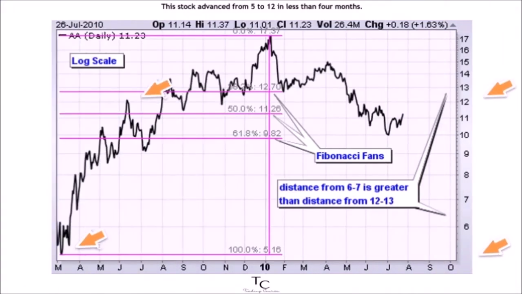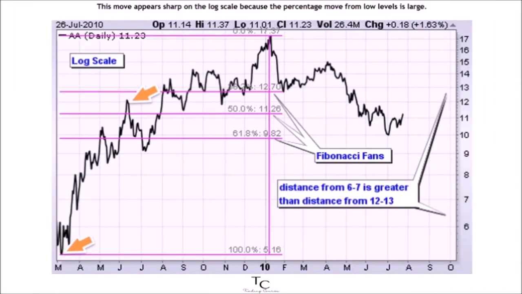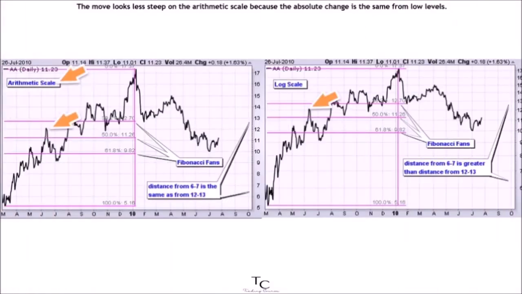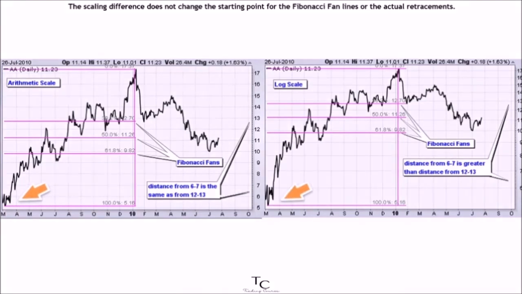The stock advanced from 5 to 12 in less than 4 months. This move appears sharp on the log scale because the percentage move from low levels is large. The move looks less steep on the arithmetic scale because the absolute change is the same from low levels. The scaling difference does not change the starting point for the Fibonacci fan lines or the actual retracements.